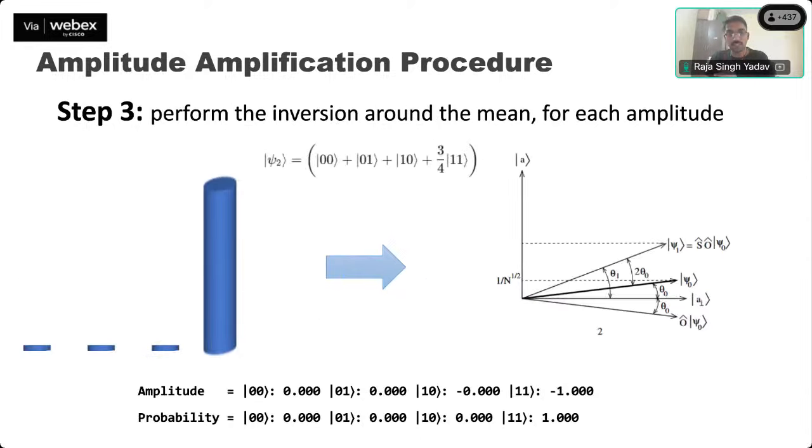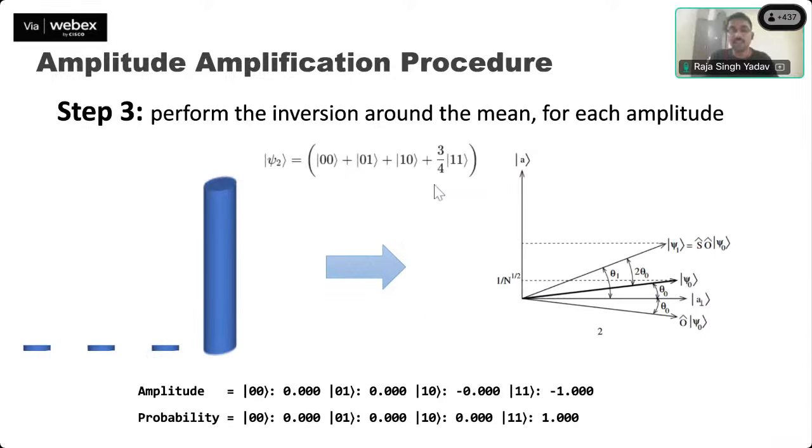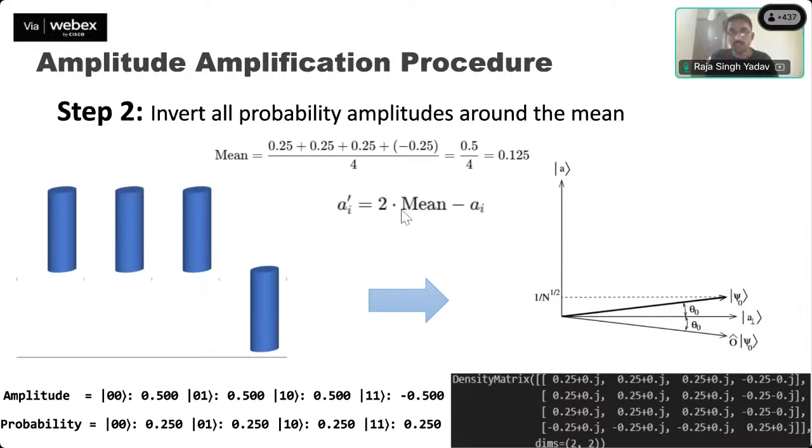Now, once that part is done, because of 2 times the mean minus a_i, for each element, it is going to increase the amplitude of your marked element. When you do this operation, you'll observe that the rest of the elements, which have some amplitude, will shrink, and this minus and this minus will act as a plus.